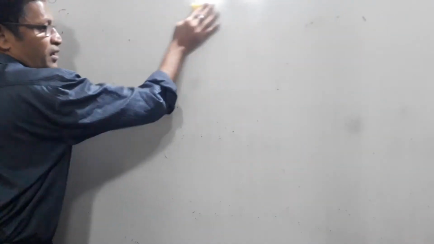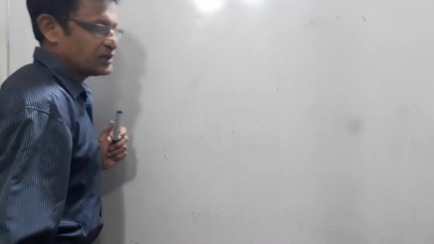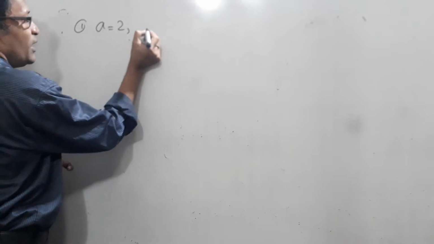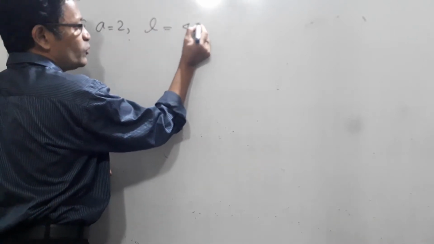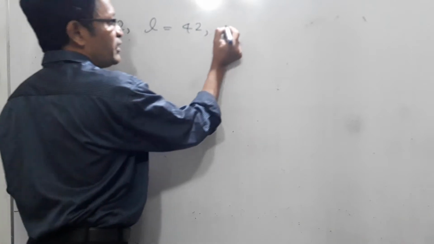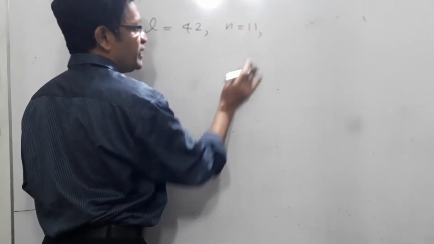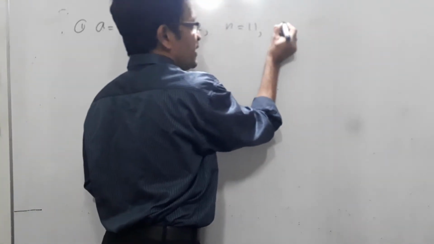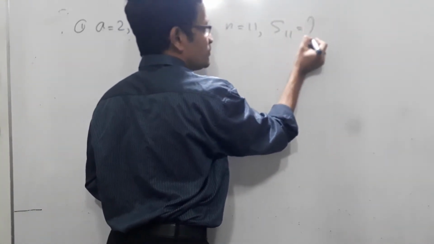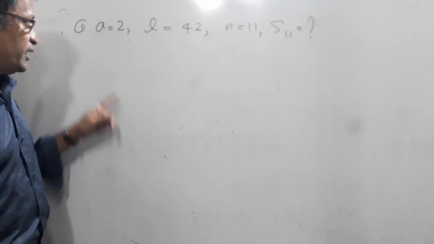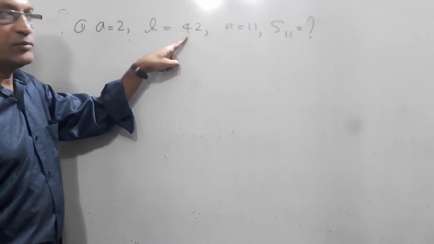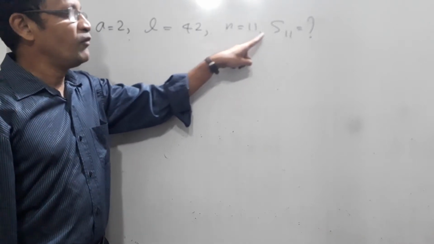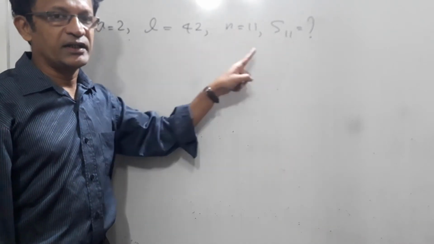Now say there is an arithmetic progression. The first term A equals 2, the last term L equals 42, and the number of terms n equals 11. They ask what is the sum of the first 11 terms, that means S11. Can you understand this question? Here the first term is 2, the last term is 42, and the number of terms is 11. Then they ask for S11, the sum of the first 11 terms.